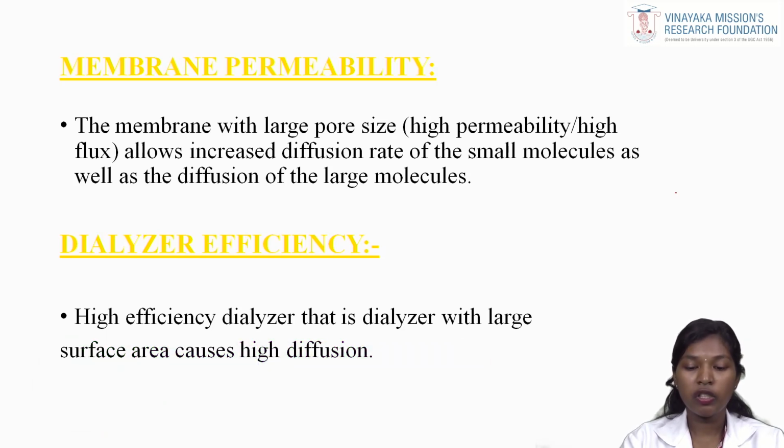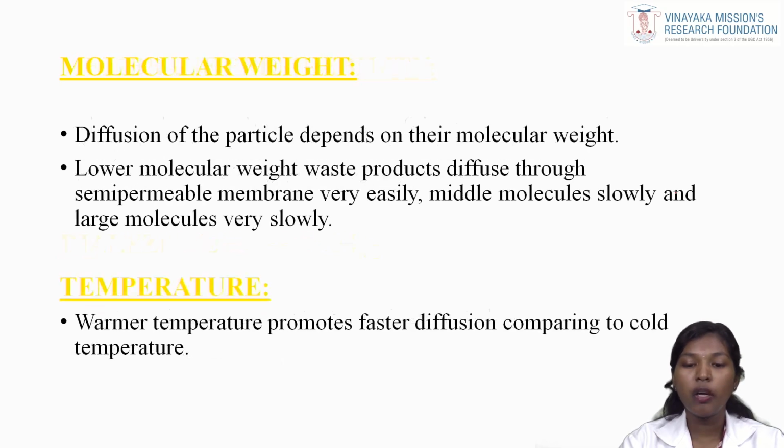Dialyzer efficiency. A high efficiency dialyzer, that is a dialyzer with a large surface area, causes high diffusion. Molecular weight. Low molecular weight waste products diffuse through the semi-permeable membrane very easily, middle molecules slowly and large molecules very slowly. Then next, temperature. Warmer temperature promotes faster diffusion compared to cold temperature. Clearance is better, but when the body is too cold, or the dialysate solution is cold, this will affect the clearance. So blood viscosity is an important thing in hemodialysis.